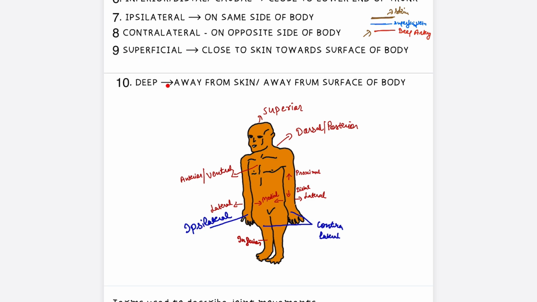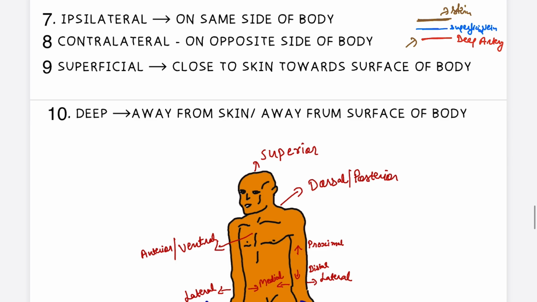And the ninth and 10th are superficial and deep. Let's understand with this example. Our uppermost layer is skin, below it are the superficial veins, and under that there are deep arteries. Superficial is used for the term which is close to the skin or toward the body surface. As you can see, these are superficial veins. Superficial is above the deep, and deep is away from the skin or away from the body surface. So this is away from the skin, so this is called deep.